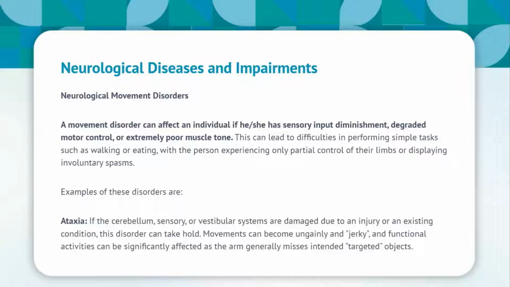Examples of these disorders are ataxia, if the cerebellum, sensory, or vestibular systems are damaged due to an injury or an existing condition. This disorder can take hold. Movements can become ungainly and jerky, and functional activities can be significantly affected as the arm generally misses intended targeted objects.